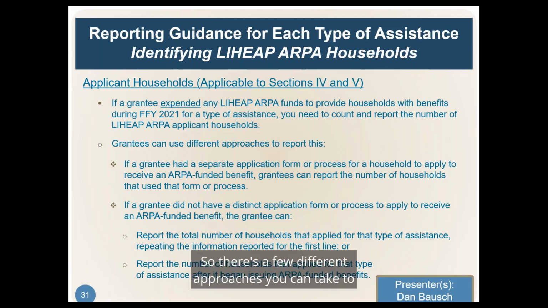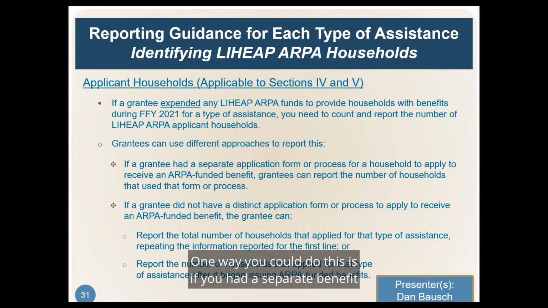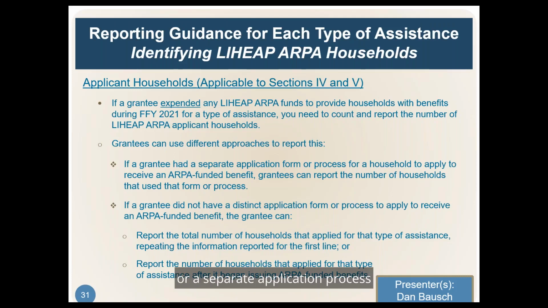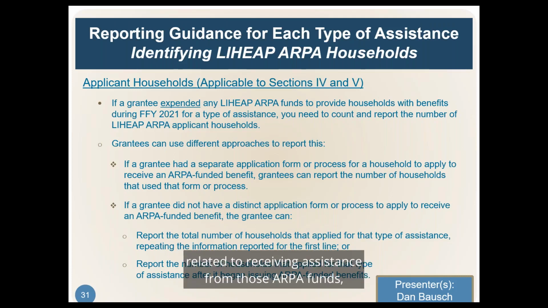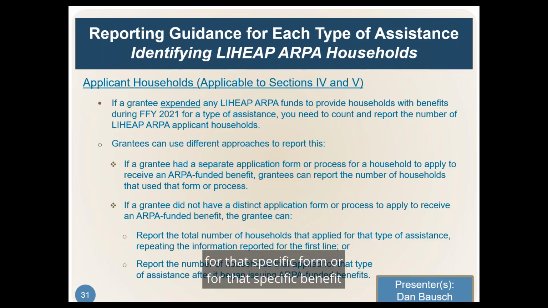So there are a few different approaches you can take to reporting the applicant data for the LIHEAP ARPA households. One way you could do this is if you had a separate benefit or a separate application process related to receiving assistance from those ARPA funds, then you can use your system and look at the number of applications for that specific form or for that specific benefit and report the information using that approach. If you don't have a distinct application form or process that you used to have households apply for an ARPA funded benefit, then there are a few approaches you could take.